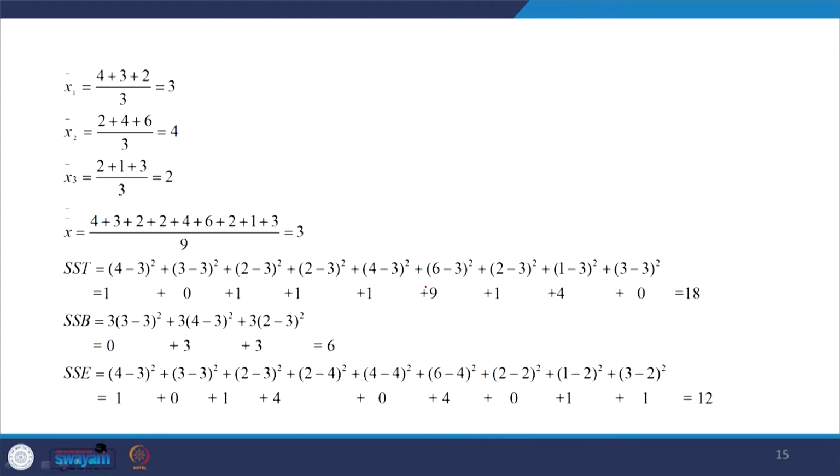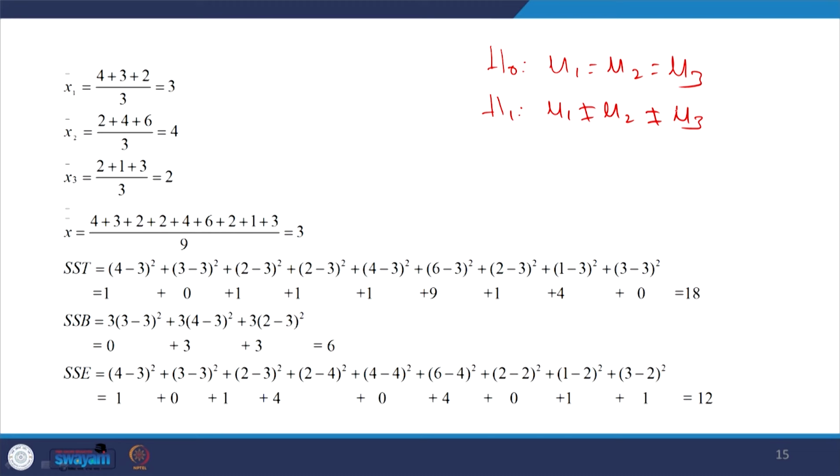I am going to assume that the null hypothesis is H naught: mu 1 equal to mu 2 equal to mu 3. Alternative hypothesis is mu 1 not equal to mu 2 not equal to mu 3. Even though this technique is called ANOVA, analysis of variance, I am comparing means. With the help of the concept called variance, I am going to compare the means of 3 populations. I am not comparing the variance, I am comparing the mean of 3 populations.